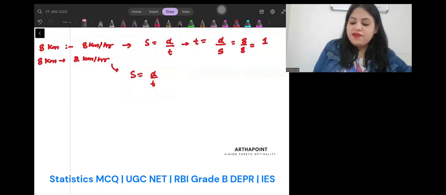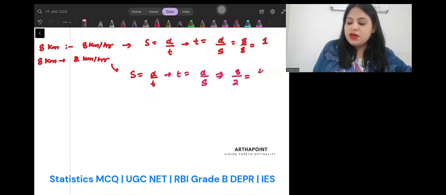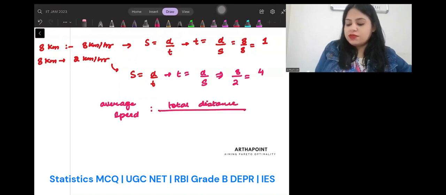So time will be distance by speed. So distance is 8 kilometer, speed is 2 kilometer per hour. So time is 4 hours. Now, average speed will be total distance by total time.